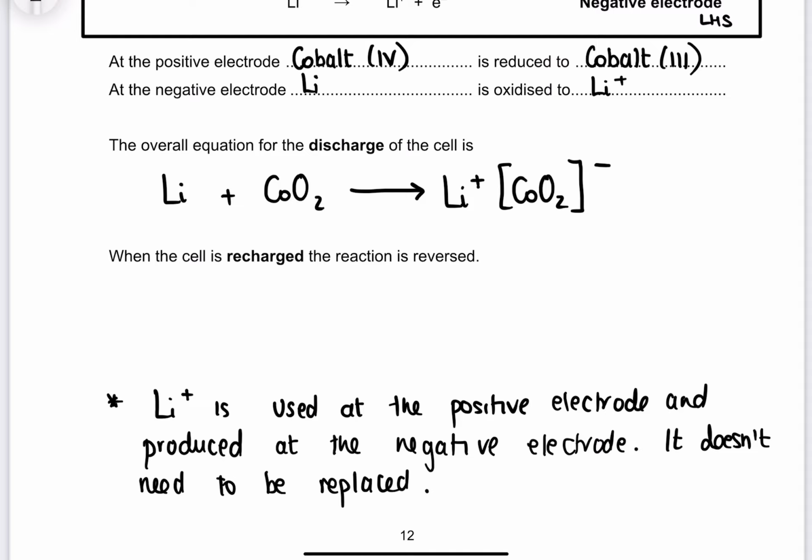The cell, when I want to recharge my battery, all I need to do is apply electric current and reverse this reaction. So the recharging equation is the reverse of the discharging equation. So if you get asked for the recharging, just remember you actually have to do the more negative one forwards and the more positive one backwards. So you just need to be that tiny bit more careful.